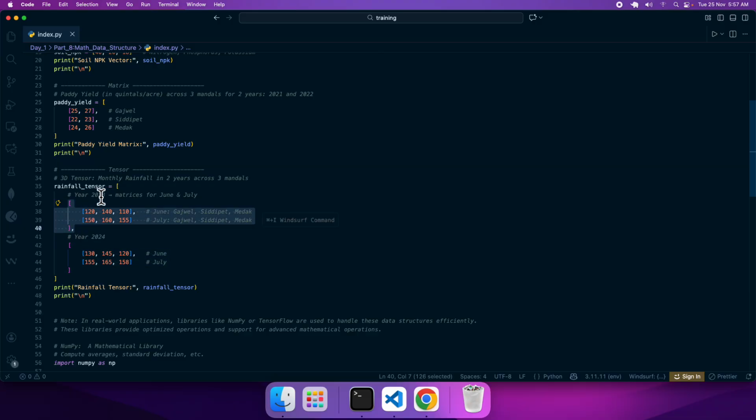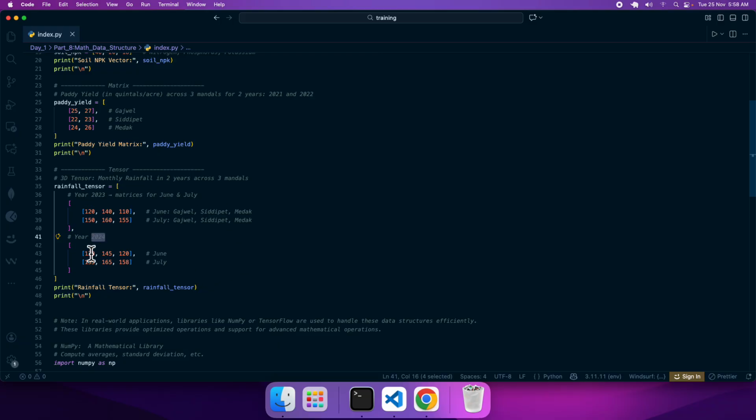This matrix is going to represent the detail of the year 2023, and this one is going to represent the detail of the year 2024. So over here I'm going to represent 2 rows. Consider this row in the context of the month of June, similarly this row with regard to July for the year 2023. In the same manner, think of this row as the June representation of rainfall for the year 2024, and this one is the July representation of the rainfall for the year 2024.